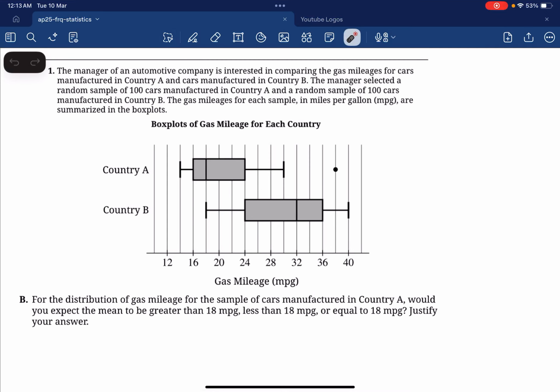Okay, question number 1, part B. For the distribution of gas mileage for the sample of cars in country A, would you expect the mean to be greater than 18 miles per gallon, less than 18 miles per gallon, or equal to 18 miles per gallon? Justify your answer. So we talked about in our first video comparing distributions about how the mean is the weakest measure of center, and it's the most likely to be affected by skewness and outliers.